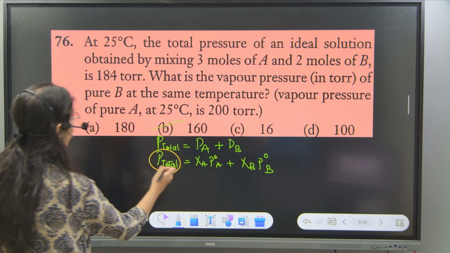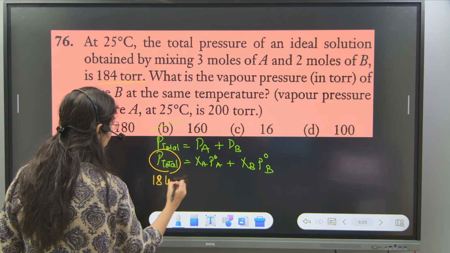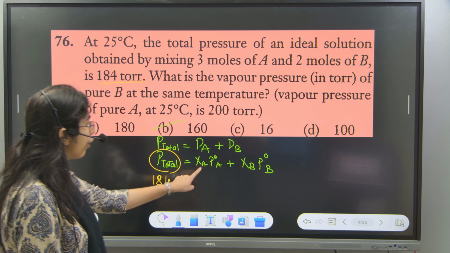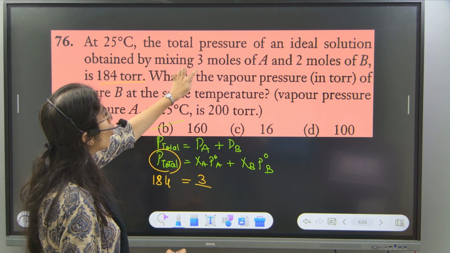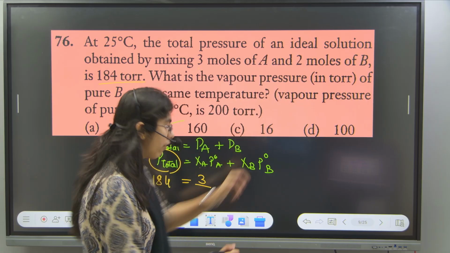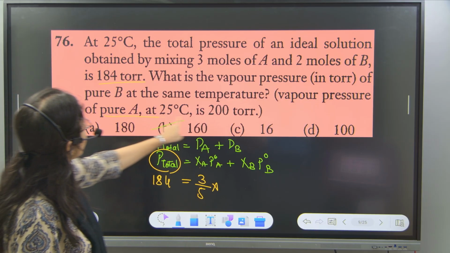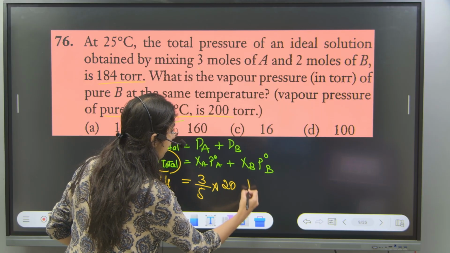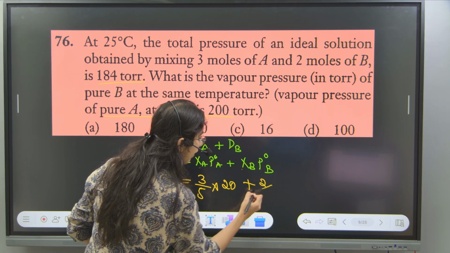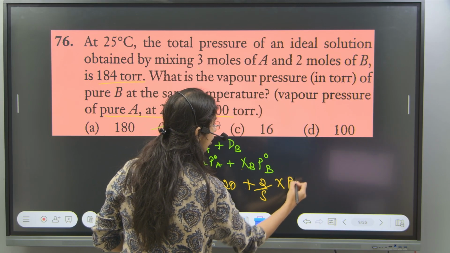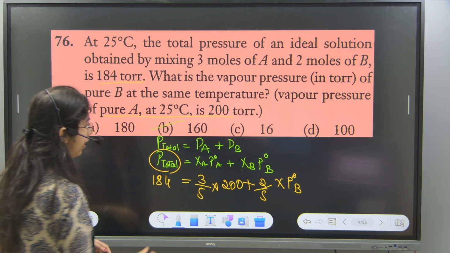So here we have a total pressure. What is the total pressure? Total pressure is 184. Let us substitute whatever data has been given, and we have to find out mole fraction of A. Mole fraction of A is number of moles of A divided by total moles. Total moles is 3 plus 2, 5, into pressure of A. They have given over here, that is 200. Plus this one. Mole fraction of B is number of moles of B divided by total moles, that is 2 by 5, into 200.